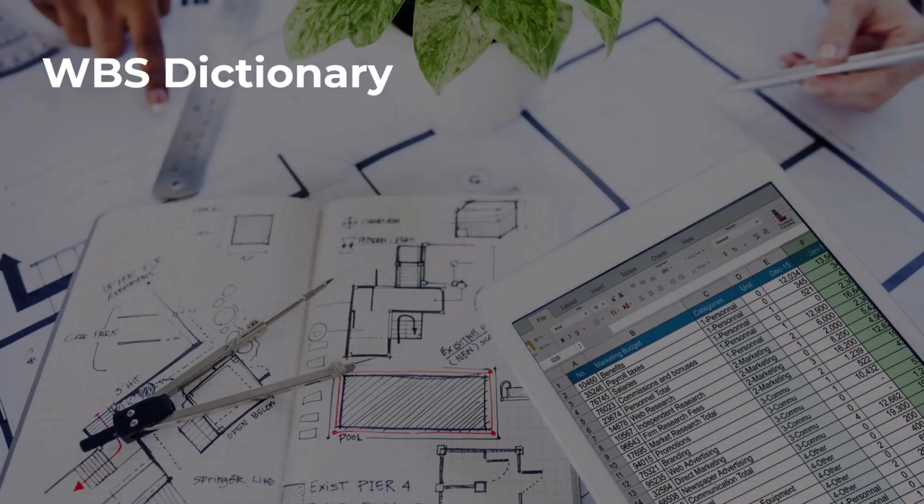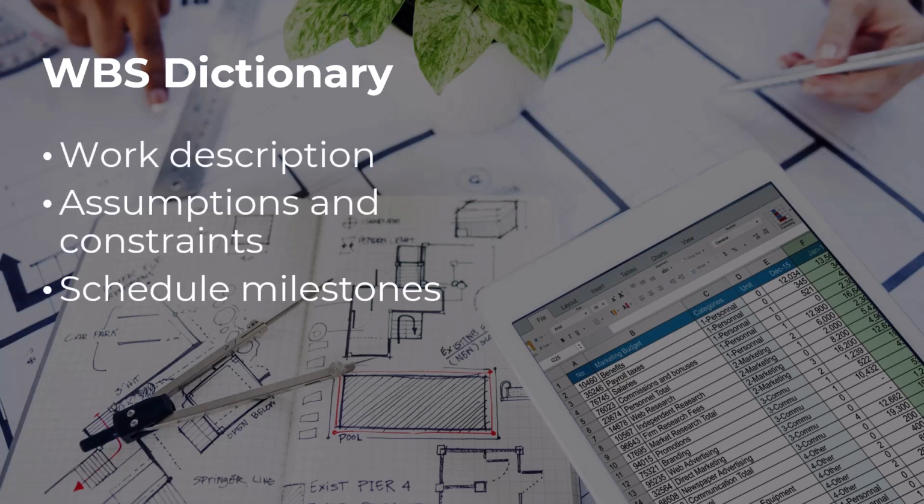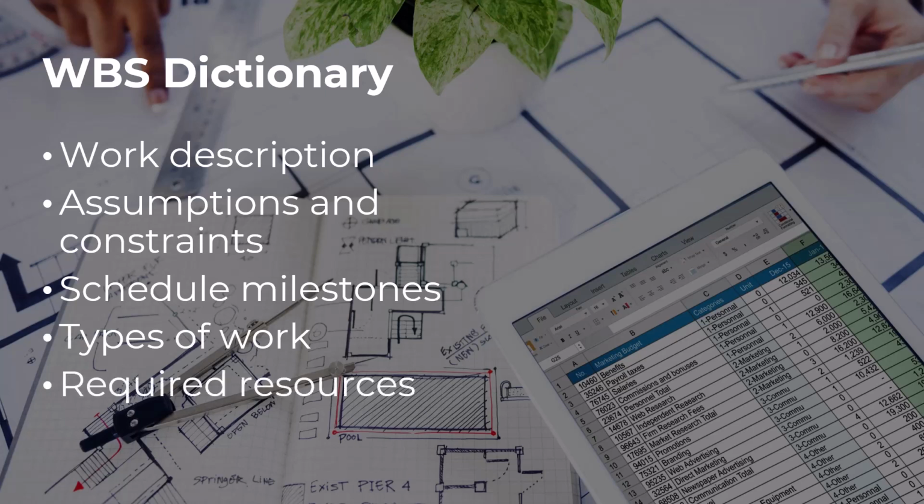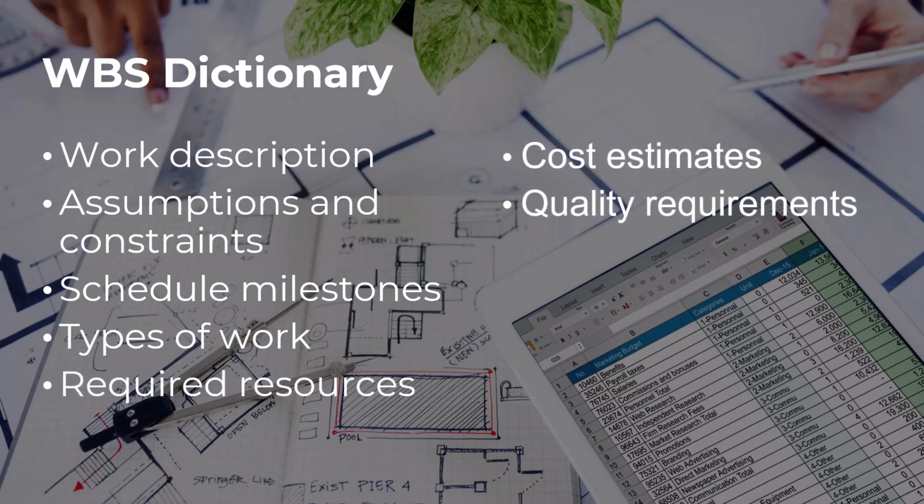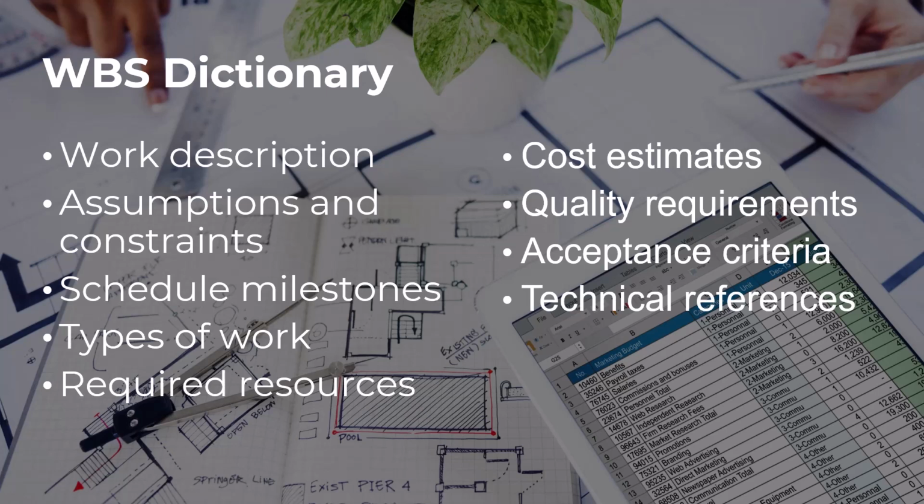Obviously, we are not going to be just adding arbitrary data. We will, of course, only add those additional items that are needed to describe the work package, including any of these here: schedule milestones, quality requirements, technical references, and your WBS dictionary could contain more, depending on what your project team needs to know in order to get the work completed correctly.